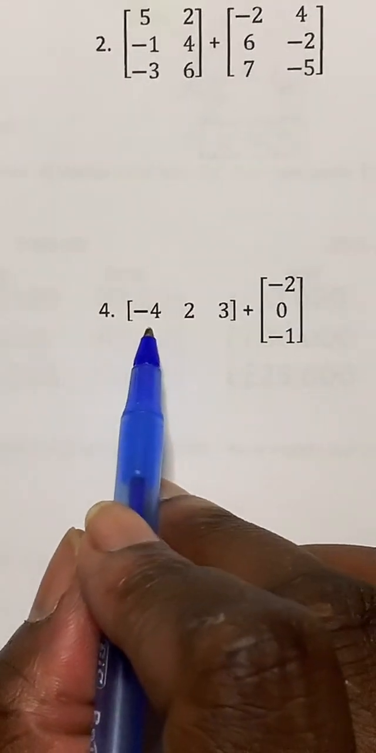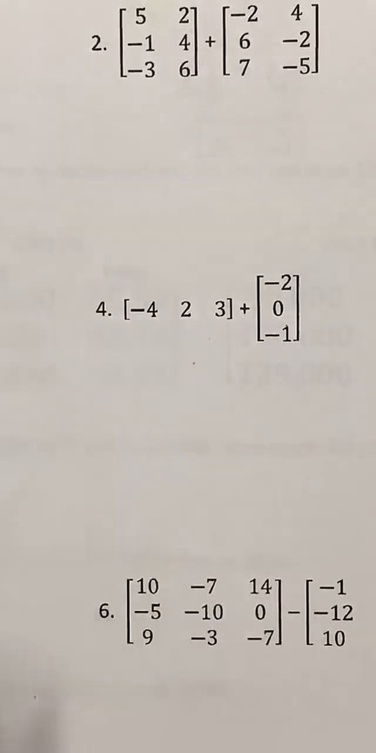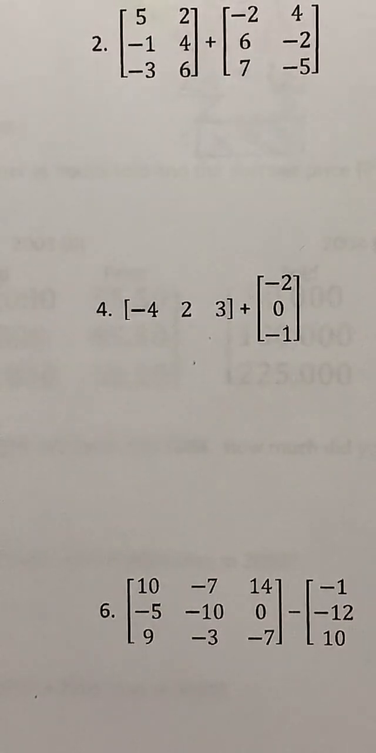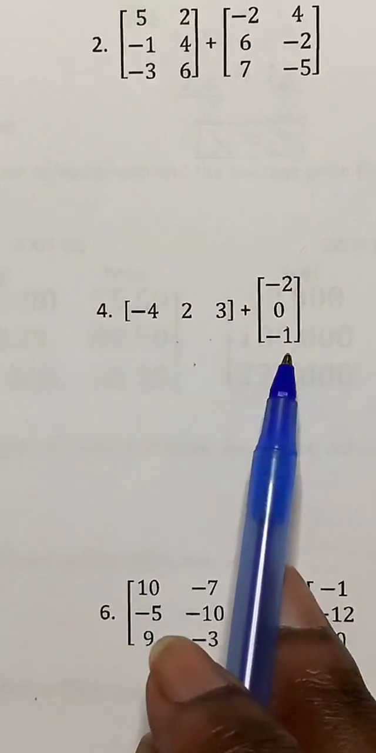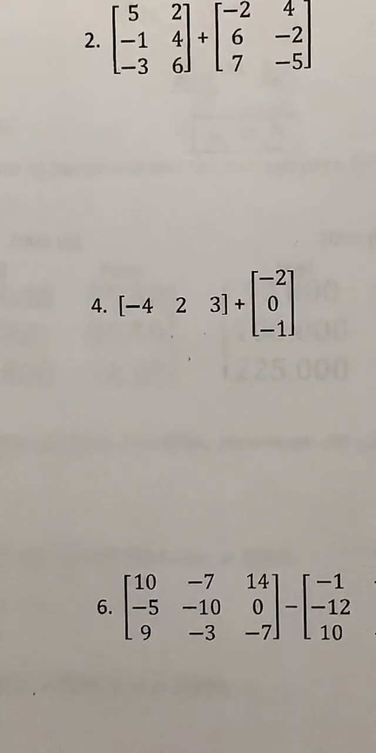So, what type of matrices do we have here, guys? Put it in the chat. Okay, what kind of matrices do we have? This is a blank matrix and this is a blank matrix. You can separate it with a comma if you want.